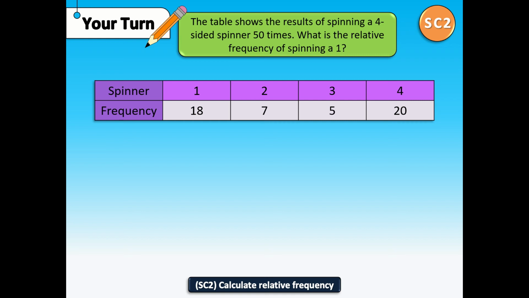So for this question, we want what is the relative frequency of spinning a 1. So we want the number of times the event occurred, so that's 18, over the total number of trials, 50.